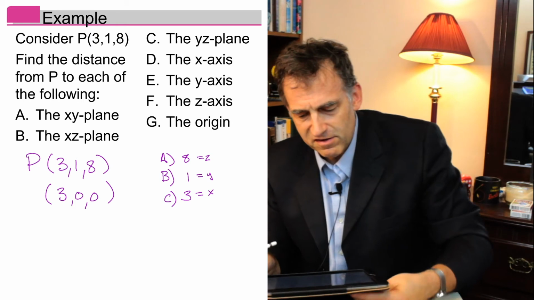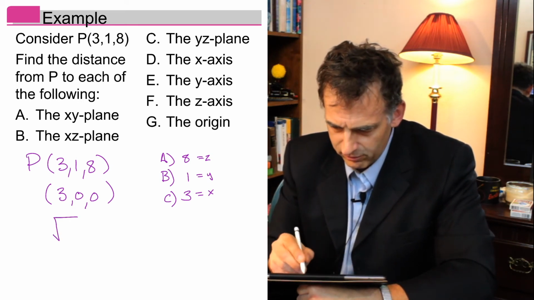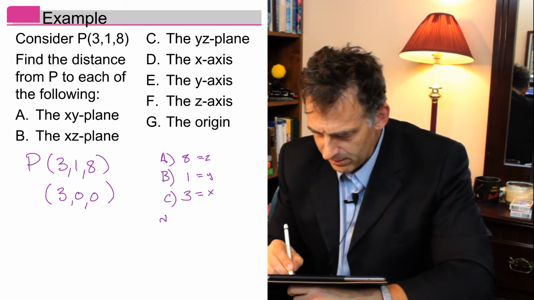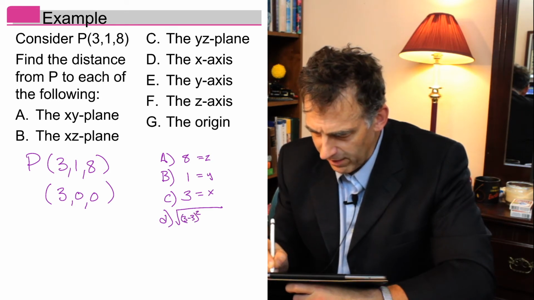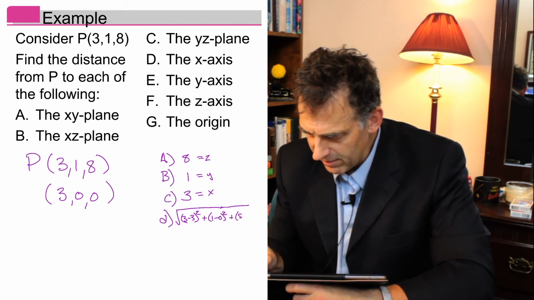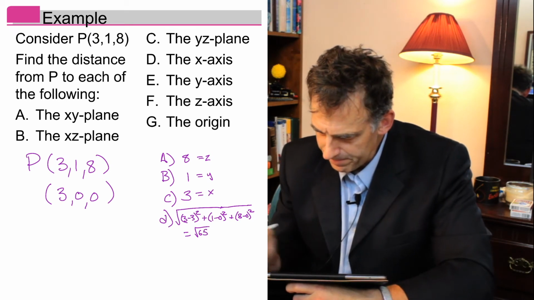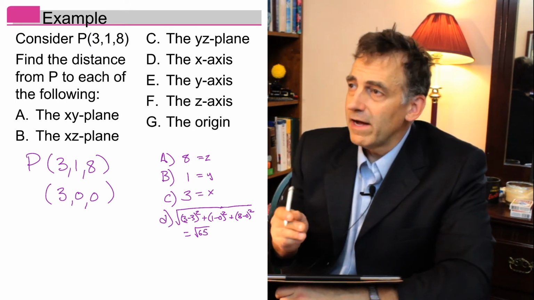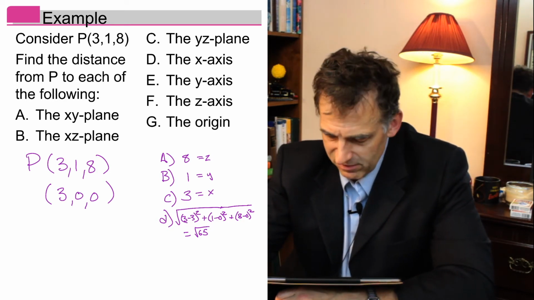And if I want to know the distance between these 2 points, I would do the square root. This is letter D. It's going to be the square root of 3 minus 3 squared plus 1 minus 0 squared plus 8 minus 0 squared. And that's equal to the square root of 65. Okay, you might want to pause the video here and see if you can do the next two by yourself, the y-axis and the z-axis.